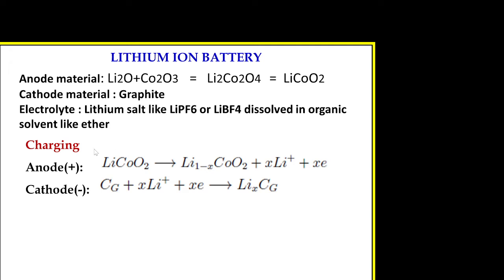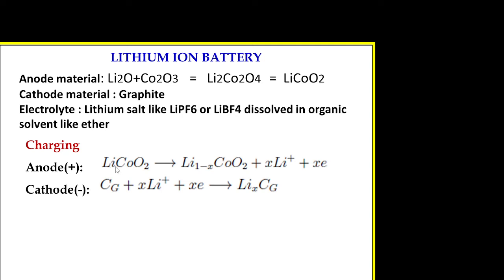Let us see the charging process. During charging, the cell acts as an electrolytic cell. But in the case of lithium-ion battery, we have to start with the charging process, and the anode material. The anode is the positive electrode in an electrolytic cell. So during charging, oxidation happens at the anode.